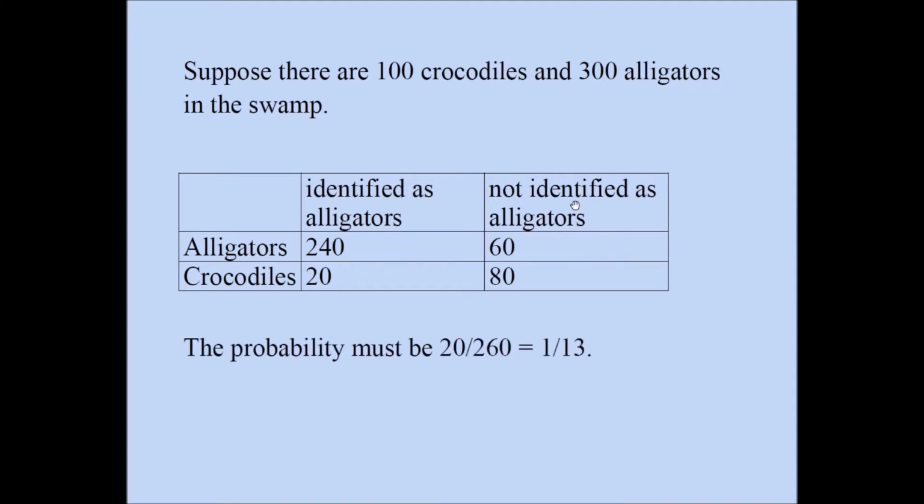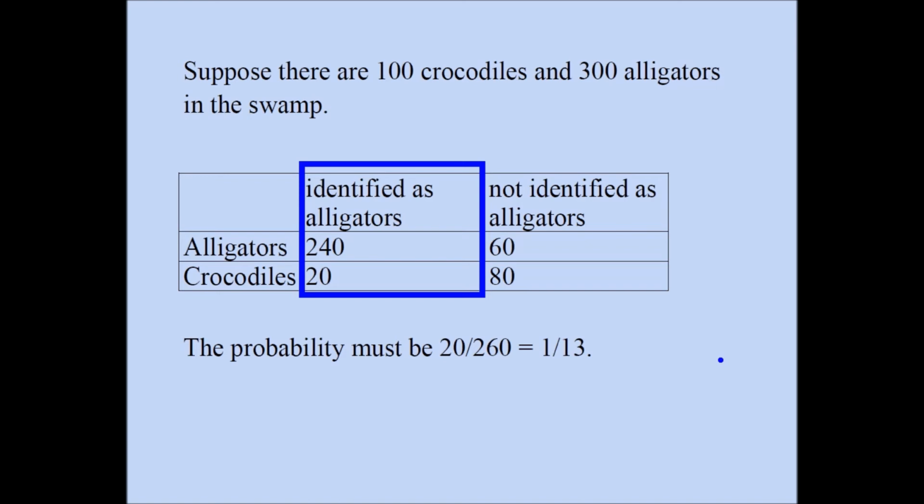Now, Jim has identified the animal on your right as an alligator. So we are really talking about this group. We're only talking about this group right here. We are focused on this part of the table. The animal has been identified as an alligator. It could either be an alligator or a crocodile.